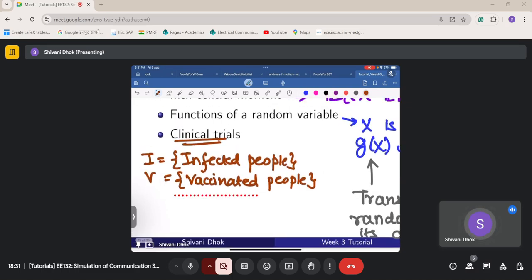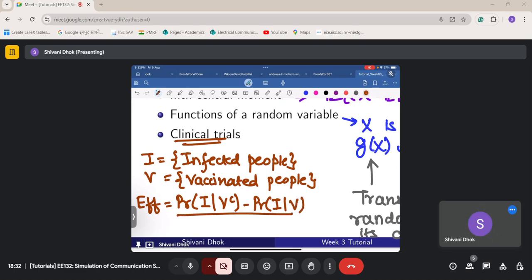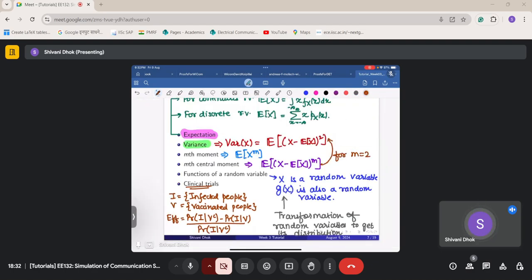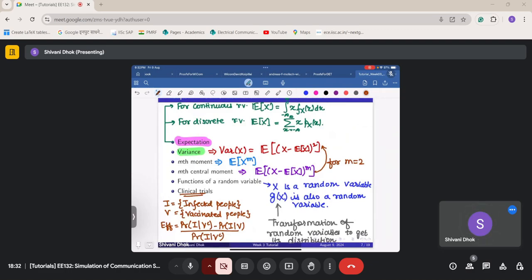Then the efficiency of this particular vaccine is given by the probability that a person is infected given they are not vaccinated, minus the probability that people are infected given they are vaccinated, upon the probability that they are infected given they are not vaccinated. And then we looked at how to find these probabilities based on the number of people, the formulas, and how to use Bayes theorem in this.